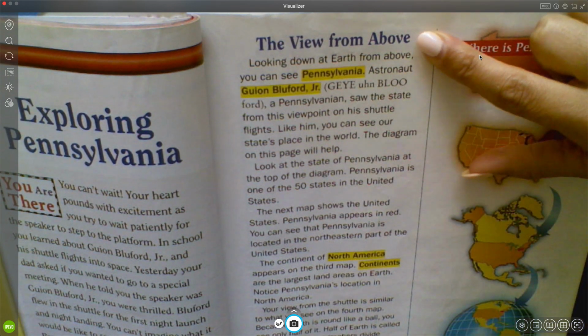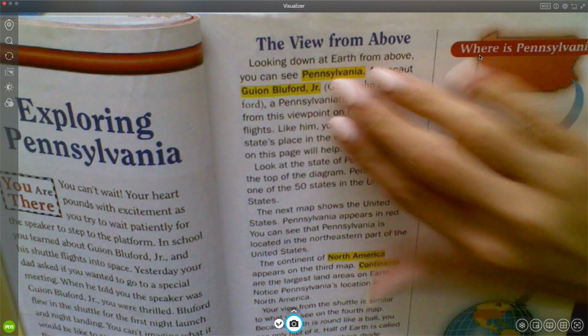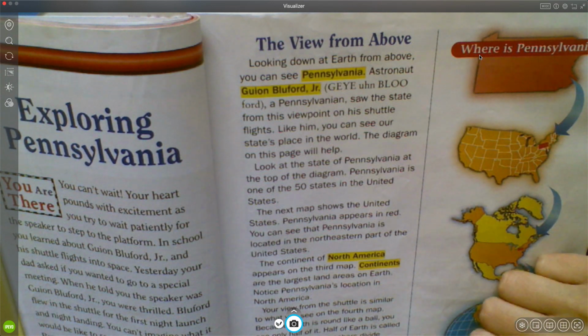Oftentimes the heading gives us a clue about the main idea. So if the heading is the view from above, maybe the main idea of this will have something to do with that. So right now I'm going to put my packet aside. I want you to pause it until you get situated. Make sure you're in a good spot, you're listening, you can hear everything, and then you need to be a good listener and follow along.